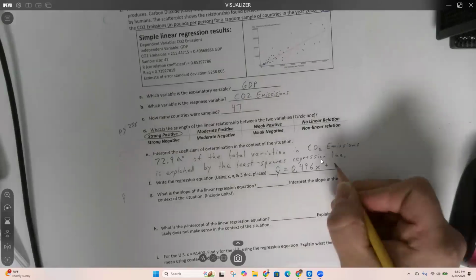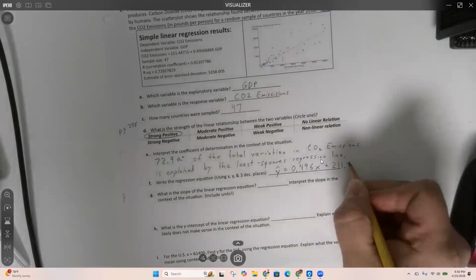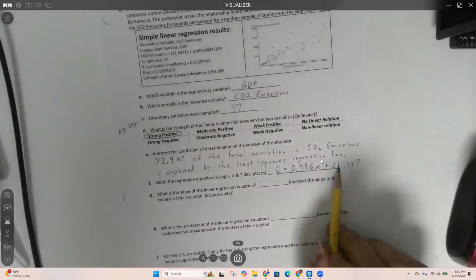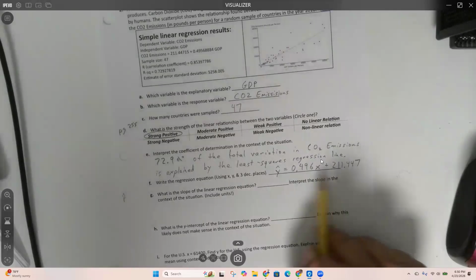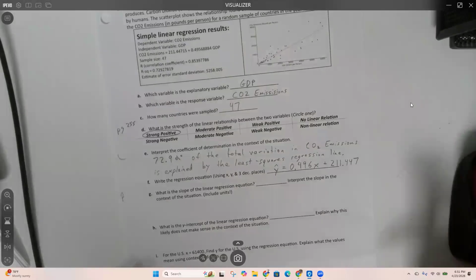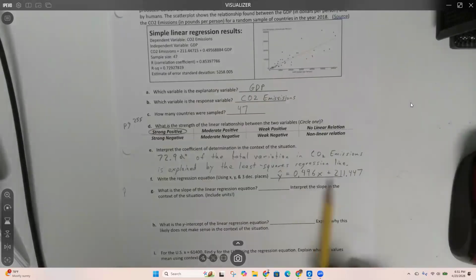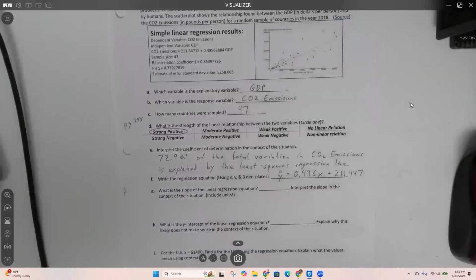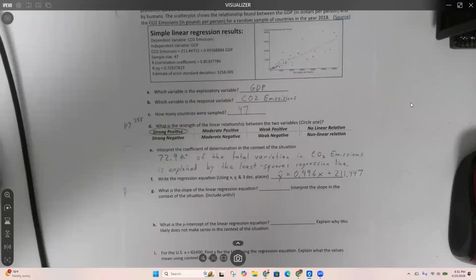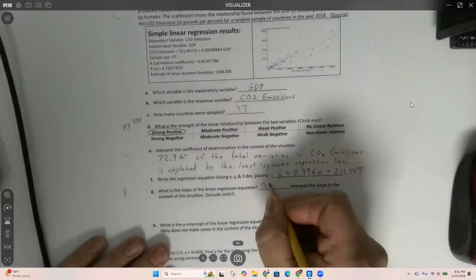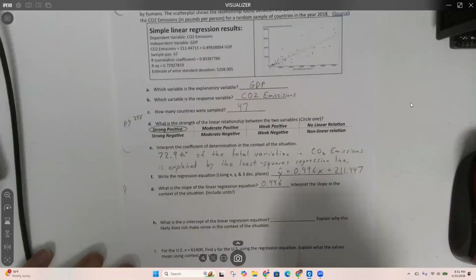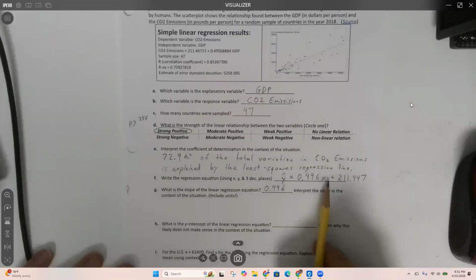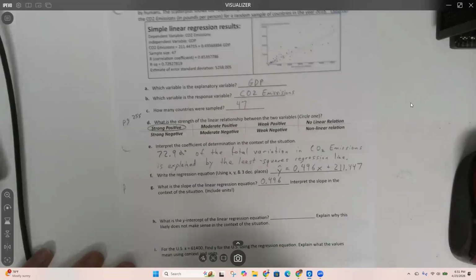You can write this in either order. You can write it as 211 plus 0.496x, or you can switch them around. I like to write it this way, but just keep the x attached to the 0.496. What is the slope? One of these numbers, either the 0.496 or the 211, is the slope. Which one? 0.496. It's the number attached to the x. So whichever number is attached to the x, that is your slope.